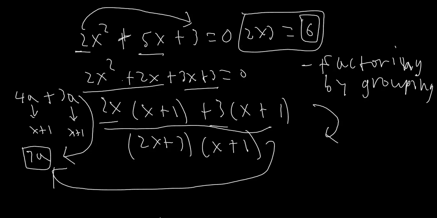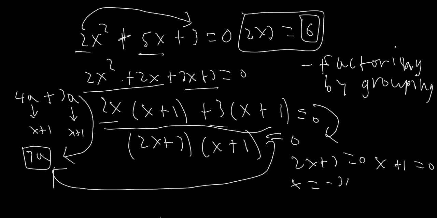Okay. Now, it's the same idea again. You just put 2x plus 3 is equal to 0, and x plus 1 is equal to 0. And you solve them. So then, x is equal to negative 3 over 2, and x is also equal to negative 1. So these are our answers right here.